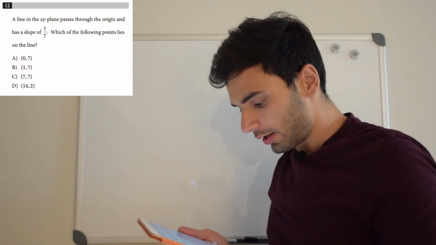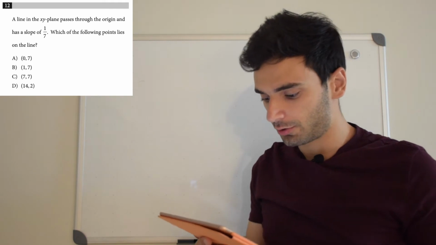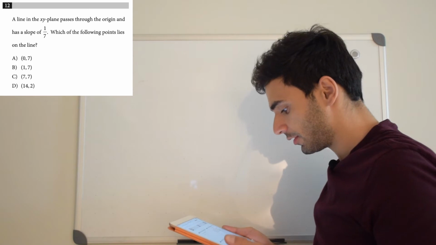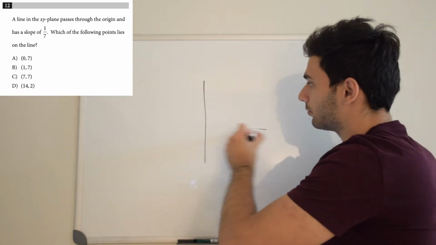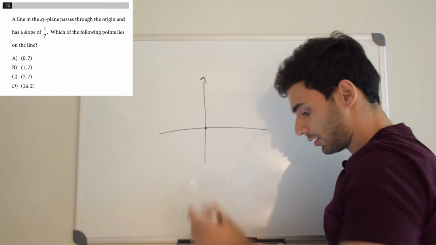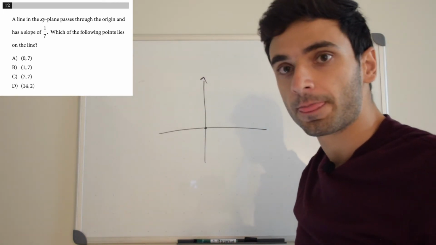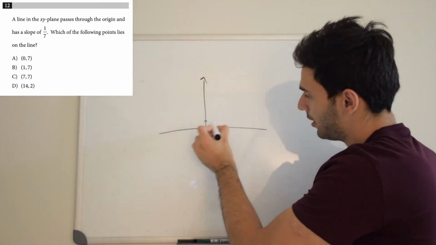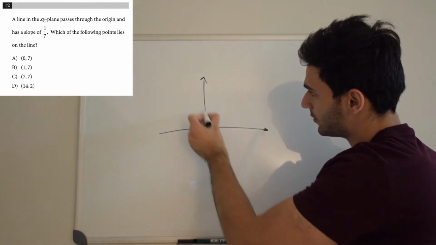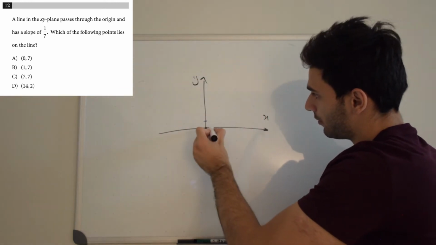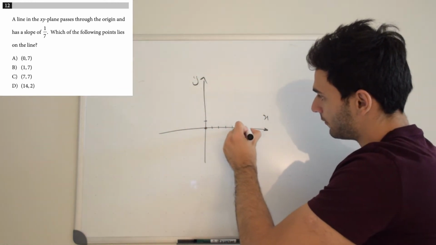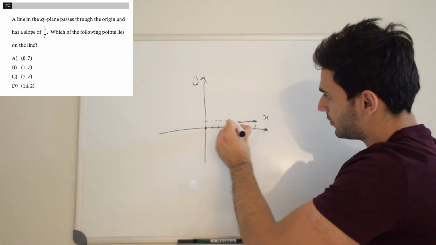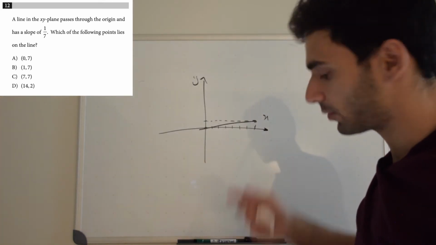A line in the xy plane passes through the origin and has a slope of 1/7. Which of the following points lies on the line? So it passes through the origin and the slope is 1/7. It means if it goes up 1 unit, it goes across the x-axis 7 units. 1, 2, 3, 4, 5, 6, 7. This is the line. I didn't need to draw it, I just want to show you.